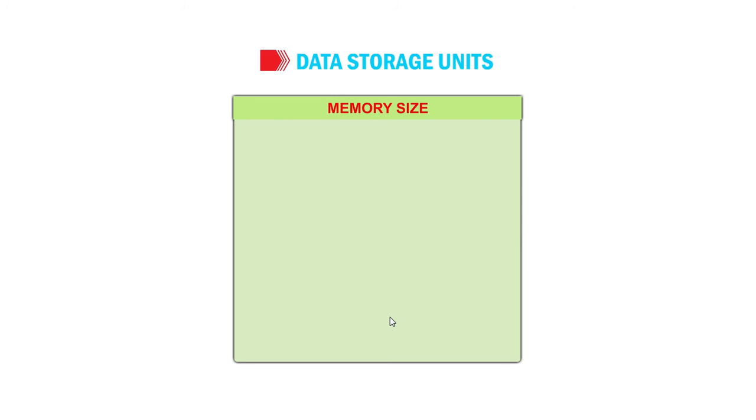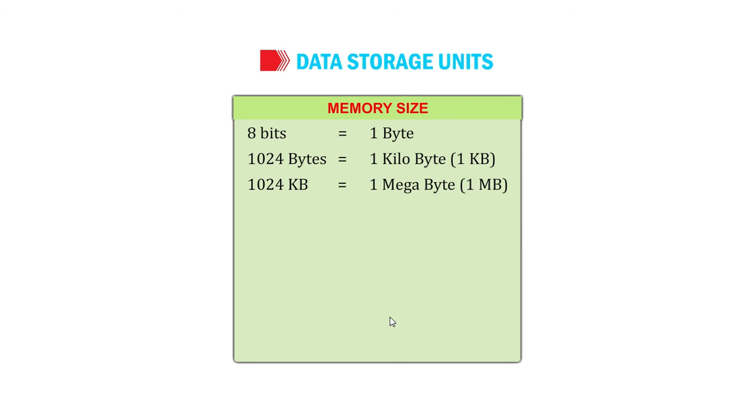Memory size. 8 bits is equal to 1 byte. 1024 bytes is equal to 1 kilobyte, 1 KB. 1024 KB is equal to 1 megabyte, 1 MB. 1024 MB is equal to 1 gigabyte, 1 GB. 1024 GB is equal to 1 terabyte, 1 TB.